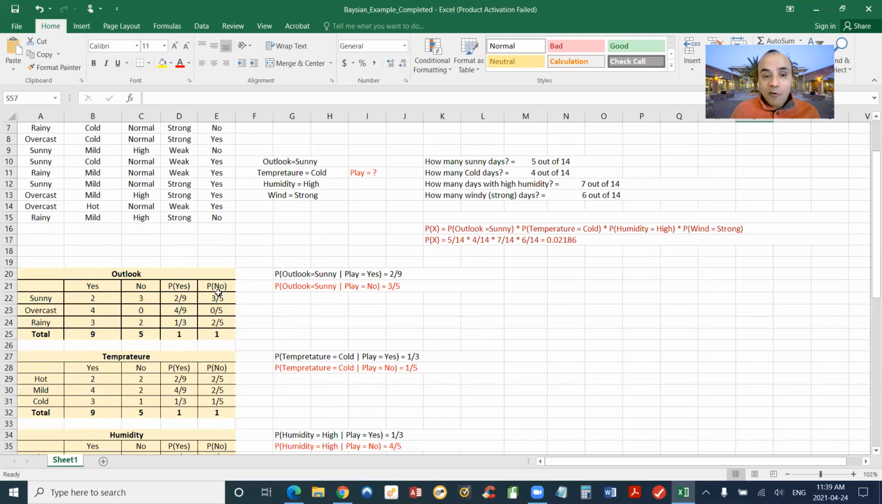Now, if you take a look at the no column, it's going to be 3 over 5, 0 over 5, and 2 over 5. Now, if you add 2 and 4 and 1, you're going to get 7. If you add 3, 0, and 2, you're going to get 5. So that's what you need to keep in mind, okay?